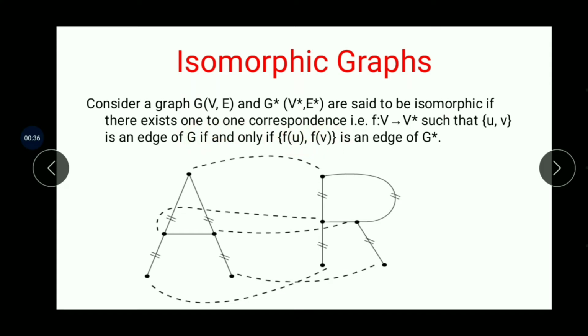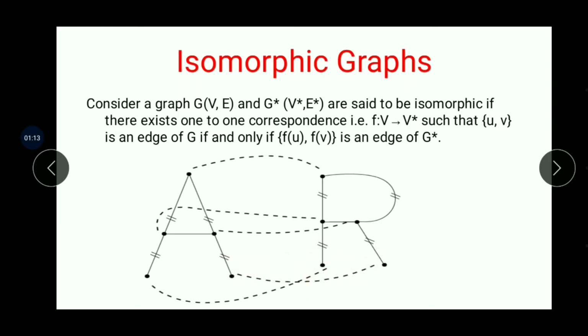Suppose in this graph you can see this edge is being mapped to this edge. This vertex is being mapped to this vertex, then this edge is being mapped to this edge, then this vertex is being mapped here, again this vertex is being mapped here, this vertex here, this vertex here, this edge here, and this vertex is being mapped with this vertex, and this vertex with this vertex.